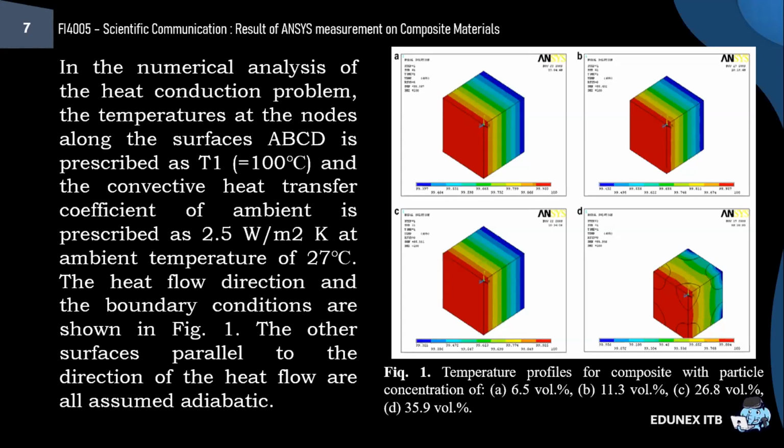prescribed as T1 100 Celsius, and the convective heat transfer coefficient of the ambient is prescribed as 2.5 watt per meter squared Kelvin at an ambient temperature of 27 Celsius. The heat flow direction and the boundary condition are shown in Figure 1. The other faces parallel to the direction of the heat flow are all shown adiabatic.